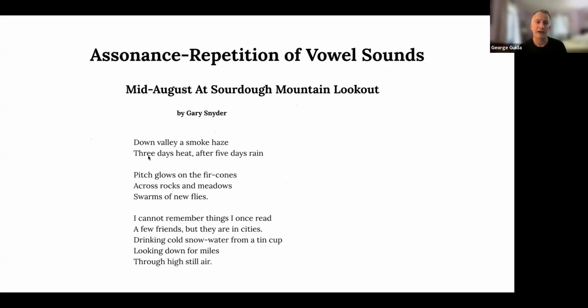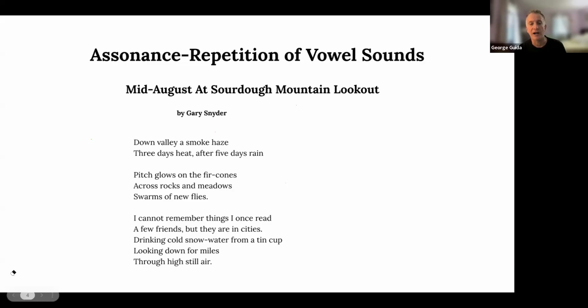Down valley of smoke haze, 3 days heat after 5 days rain, pitch glows on the fir cones, across rocks and meadows, swarms of new flies. I cannot remember things I once read, a few friends, but they are in cities, drinking cold snow water from a tin cup, looking down for miles through high, still air.